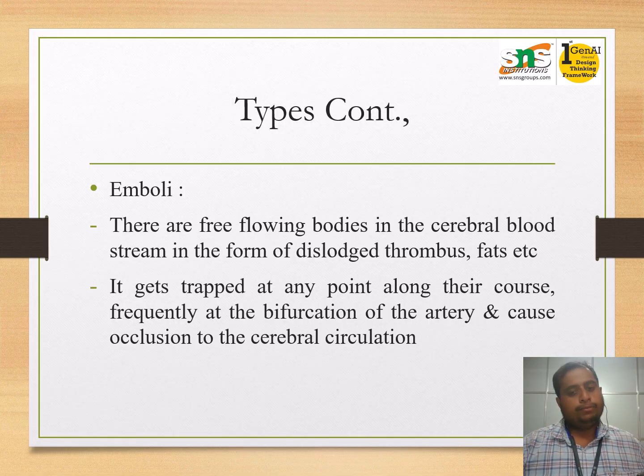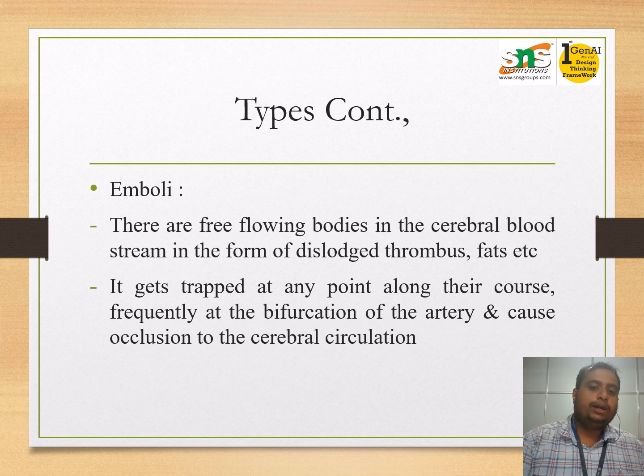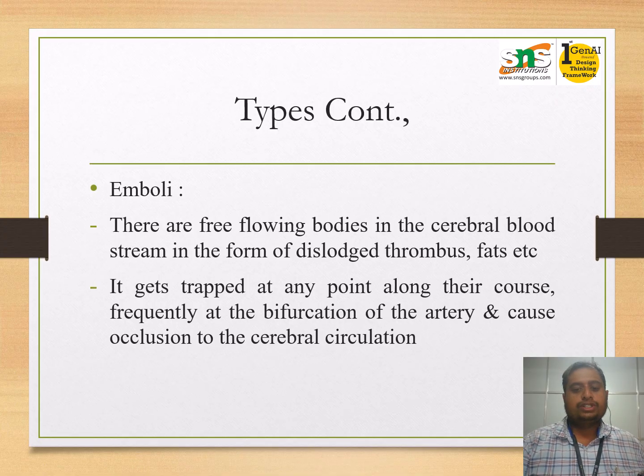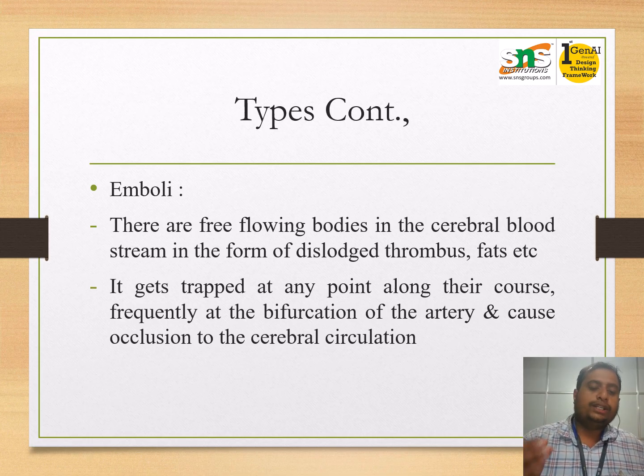Then the emboli. The embolus is a clot found in some other area, and it comes to a part of the brain, so it is called an embolus. If the brain itself has a clot, it is called a thrombus. If the brain gets a clot from another area, it is called an embolic stroke.